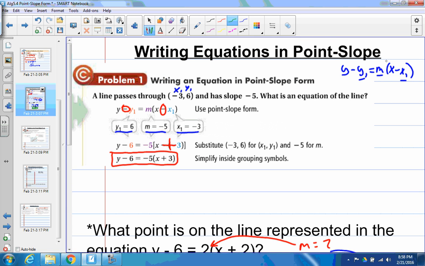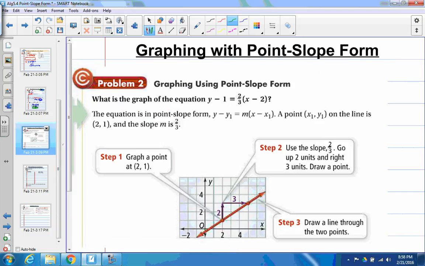So, before we go to bed tonight, say this 5 times. Then say this 10 times. Point slope form is y minus y1 equals m times x minus x1. Y minus y1 equals m times x minus x1. Y minus y1. Just keep saying that. You'll get it down. Alright, second part I want to do today is graphing with point slope form.